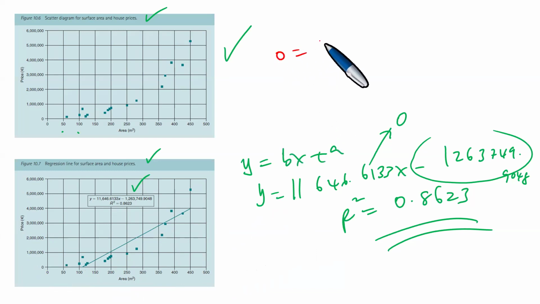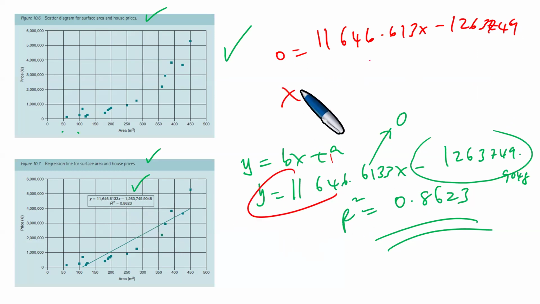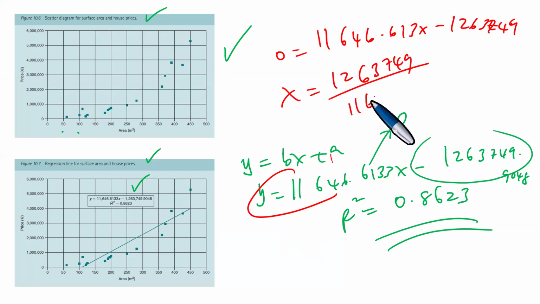Let's demonstrate that. 0 equals 11646.613x minus 1263749. I'm taking this one as it is, which came from here, and now I want to solve for x. So solving for x is 1263749 divided by 11646.613.